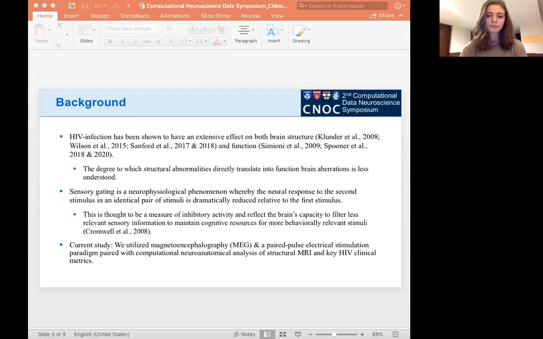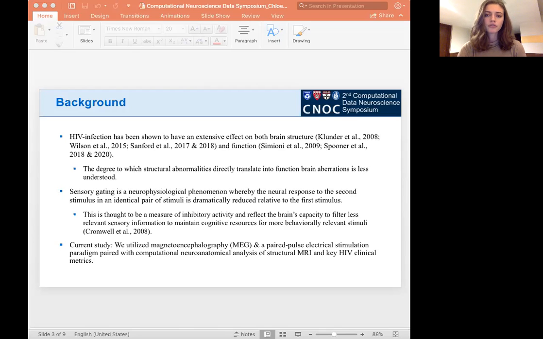MEG has excellent spatial and temporal resolution that gives us the opportunity to study human oscillatory activity in neuronal networks. As the title indicated, our study was focused on examining the impact of HIV infection on human somatosensory processing and inhibitory functioning via a multimodal neuroimaging approach. HIV infection has been shown to have extensive effects on brain structure and function, but the degree to which structural abnormalities directly translate into functional brain aberrations is less well understood. So we aim to bridge this gap of knowledge specifically in the somatosensory domain.